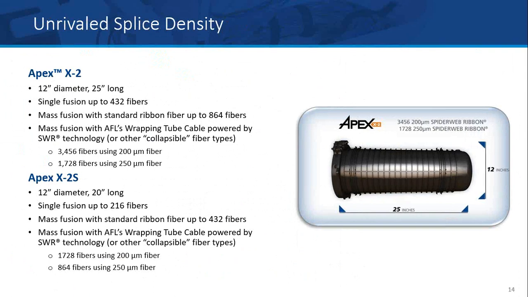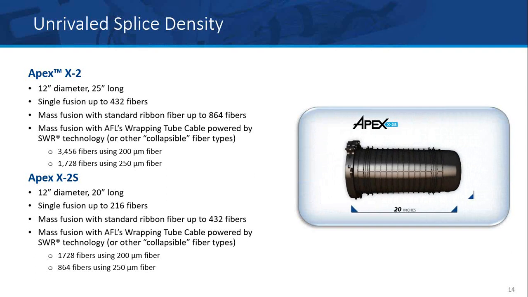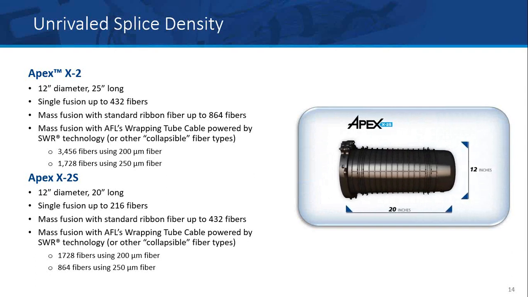So talking about splice density, what does it really mean? Again, we want to take everything and shrink it down. When you look at higher fiber count closures that are out there to manage some of these fiber counts, they're fairly large. They can be anywhere from 30 to 36 inches long, and fairly large in diameter. And what we've done with the Apex fiber optic splice closure is we shrank it down to a 10-inch diameter, and the Apex X2 is a 25-inch long dome. So single fusion, we support up to 432. Standard mass fusion up to 864.